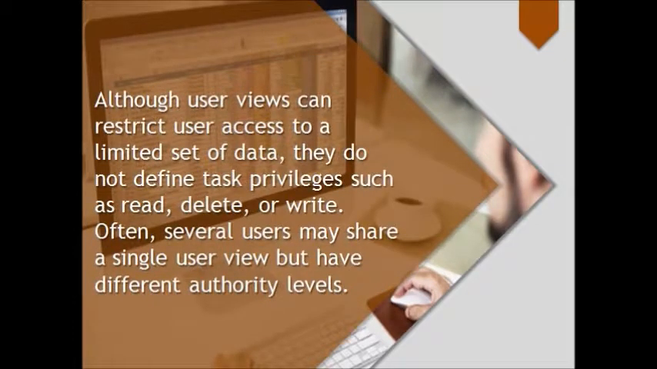Although user views can restrict user access to a limited set of data, they do not define task privileges such as read, delete, or write. Often, several users may share a single user view but have different authority levels. For example, users Smith, Jones, and Adams all may have access to the same set of data, which are the account number, customer name, account balance, and credit limit. Let us assume that all have read authority, but only Jones has authority to modify and delete the data. Effective access control requires additional security measures, and this can be viewed on the database authorization table.